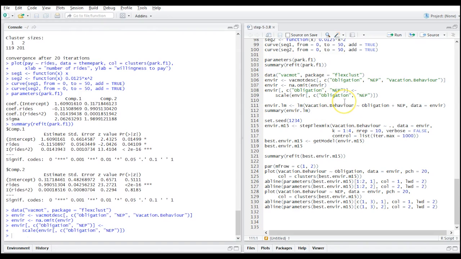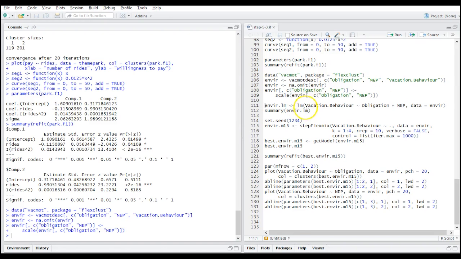We want to predict the vacation behavior score depending on what the respondent stated with respect to moral obligation and NEP score. So these are general scores for values and beliefs, and we want to predict their environmentally friendly behavior on vacation depending on their stated moral obligation and NEP scores. And we would want to identify groups where this relationship is different, yes or no.